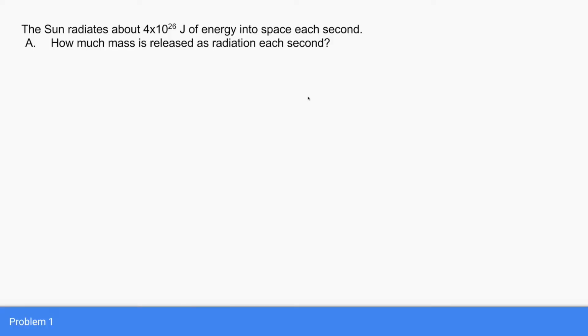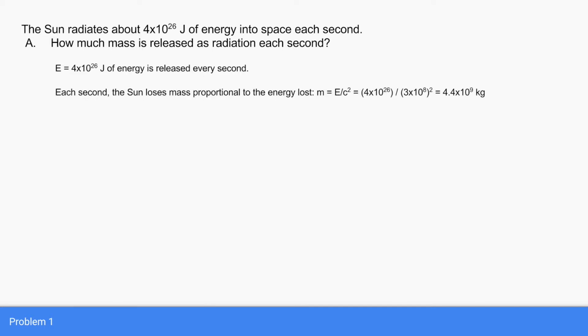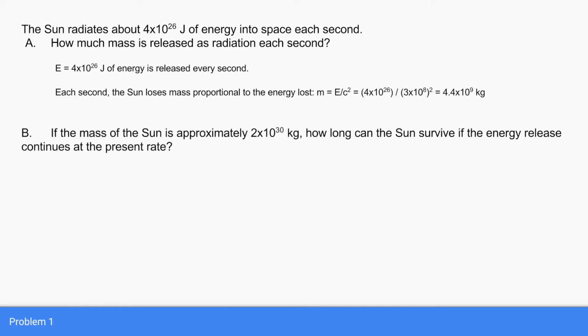Alright, so here we're given that the sun radiates approximately 4 times 10 to the 26 joules of energy per second, and we're asked to find how much mass is lost. So due to mass-energy equivalence, we know that as the sun is losing energy, it's also going to be losing mass. We can find this relationship by manipulating Einstein's equation, so we get m is equal to energy over the speed of light squared. Just plugging in the numbers there, we'll get 4.4 times 10 to the 9th kilograms, and that's per second. So every second, as the sun's losing 4 times 10 to the 26 joules of energy, it'll also be losing 4.4 times 10 to the 9th kilograms of mass.